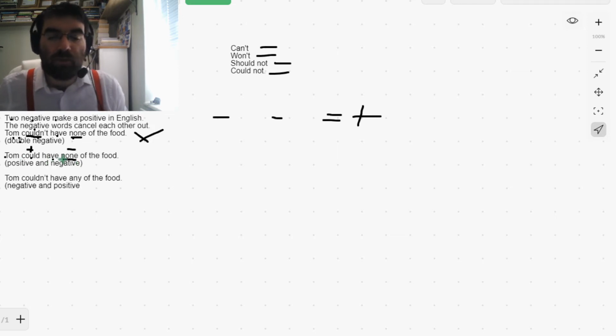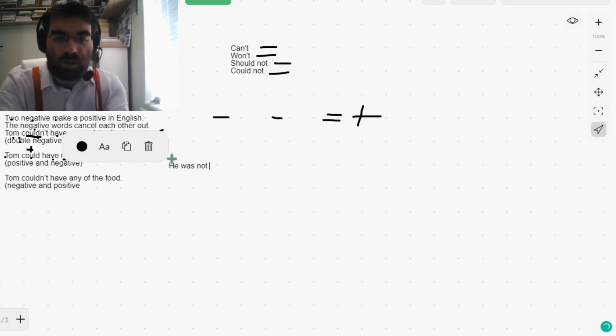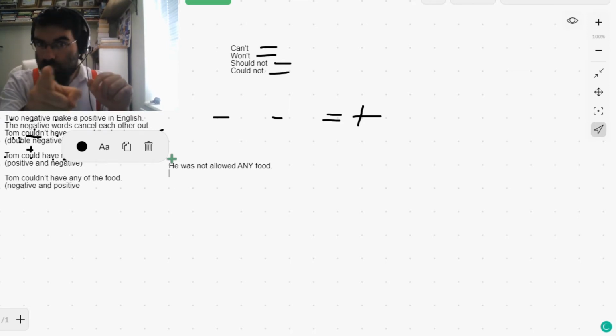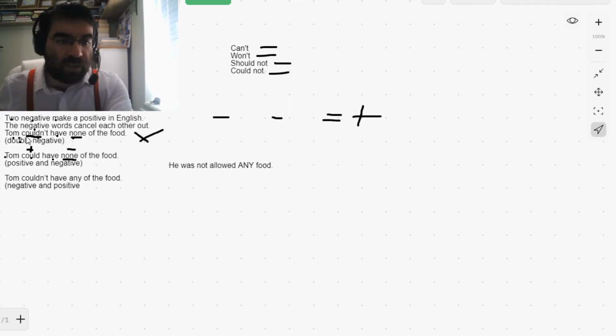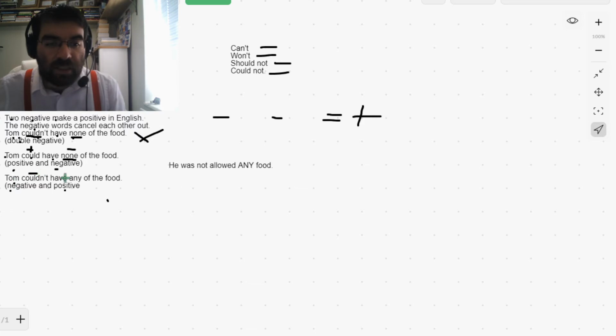So Tom could have none of the food. He wasn't allowed any food. He was not allowed any food. So a positive and a negative. But a negative and a positive. Tom couldn't have any food.